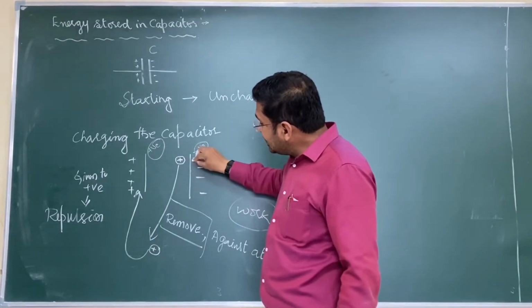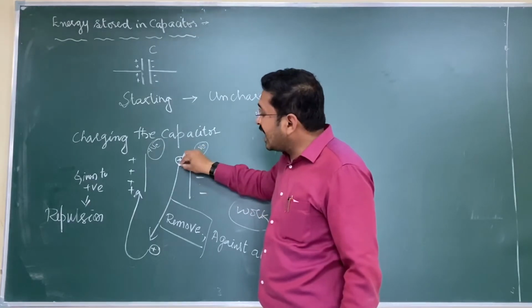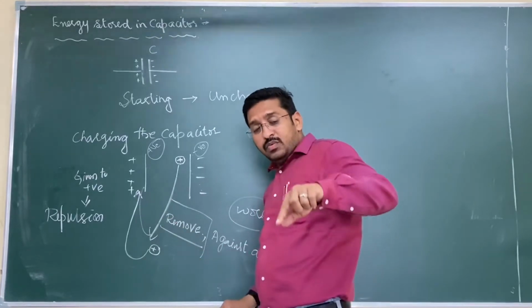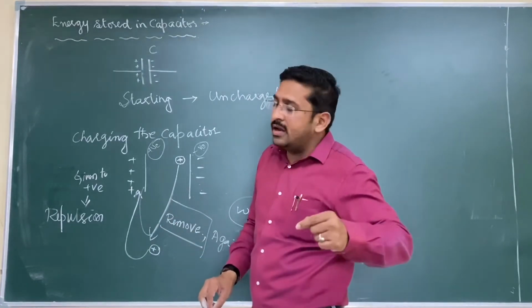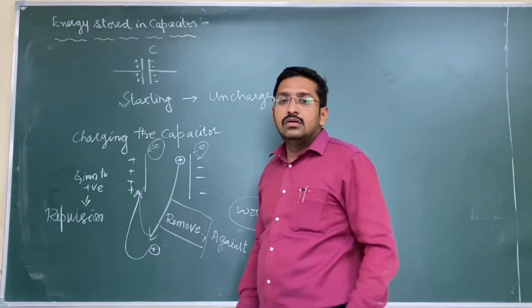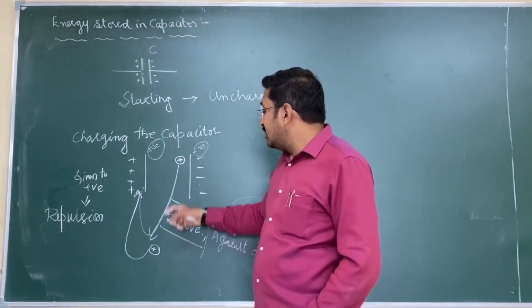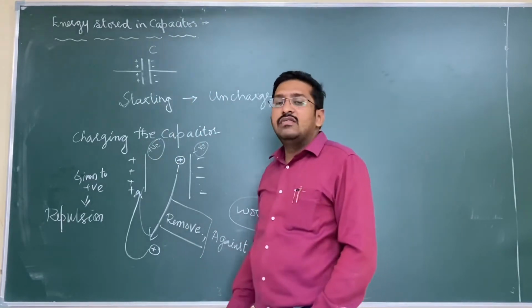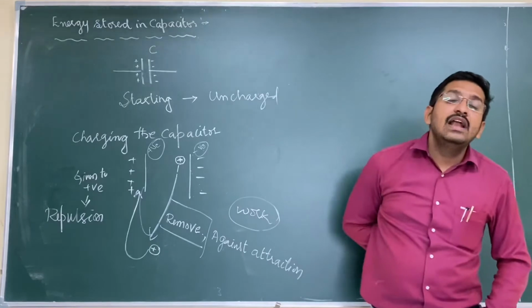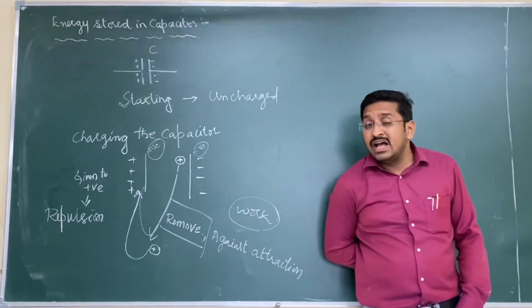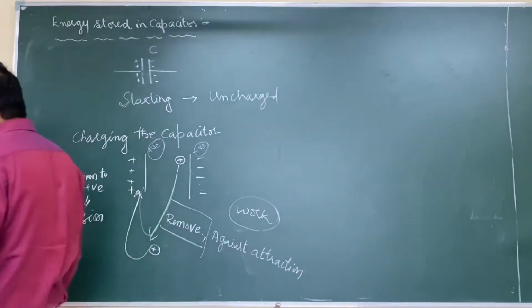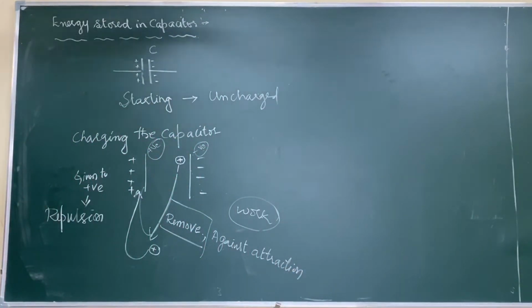So it is against the attraction, work has to be done, and in giving this positive charge to the positive plate, again work has to be done against the repulsion. Okay, so that work has to be done, and that work done is stored as energy. The work that we have done is stored as energy inside the capacitor. Yes, you need to remember all these things, and you need to write all those things.